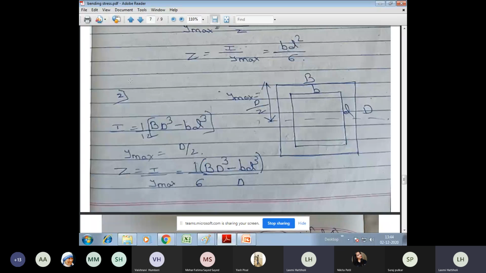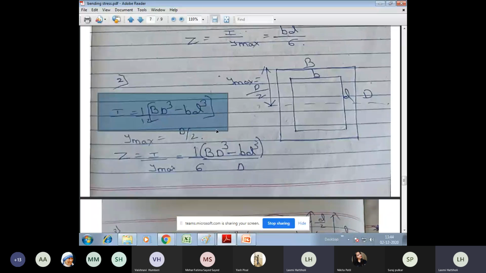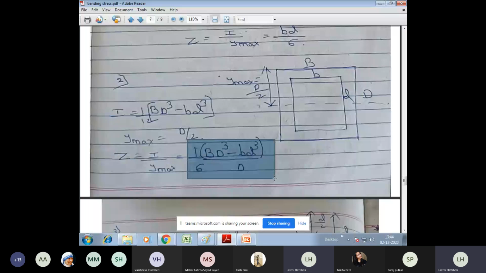And what is the inertia for this hollow section? The inertia for this hollow section is 1 divided by 12, capital BD cube minus small bd cube. Now, once again, take the ratio I by Y to get the section modulus Z. So the final formula is 1 by 6, capital BD cube minus small bd cube, divided by D. So once again, either you remember this Z formula or you remember this I and Y. That's enough, because ultimately you're going to find out the Z value in the numerical examples. So either you can do this I by Y ratio or you can remember this Z.